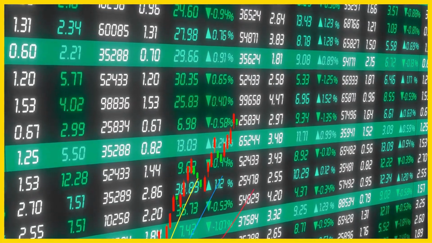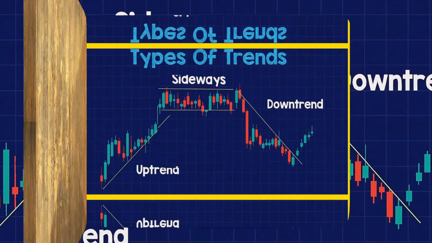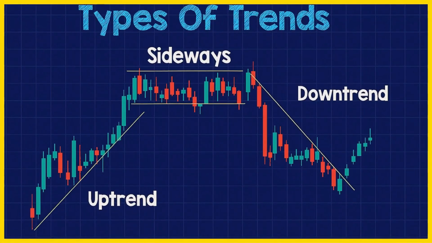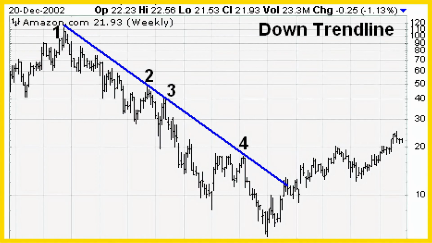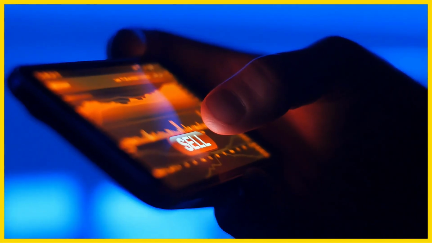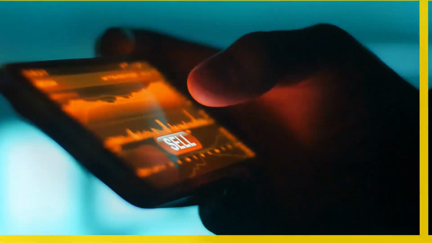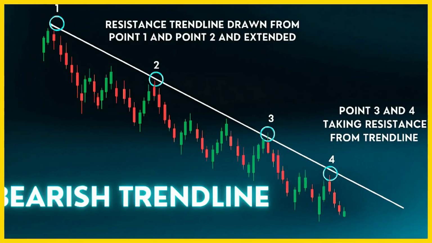There are essentially three primary types of trend lines, each with distinct implications. An upward trend line, also known as an ascending trend line, connects higher lows. It signifies bullish sentiment, indicating that buyers are in control and pushing prices higher. This line acts as dynamic support. Conversely, a downward trend line, or a descending trend line, connects lower highs. This type of trend line signals bearish sentiment, showing that sellers are dominating and driving prices lower. It functions as dynamic resistance.